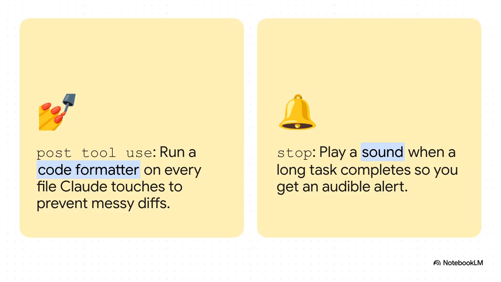Let's make this practical, okay? With a post-tool use hook, you can automatically run a code formatter on every single file that Claude touches. And this completely ends those massive, annoying diffs you get from a single formatting change. Or you could use the stop hook to play a sound so you finally get that satisfying task complete alert when a long job is finally finished.